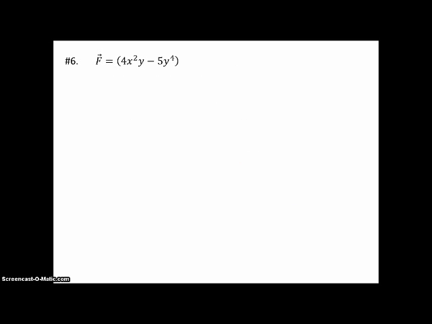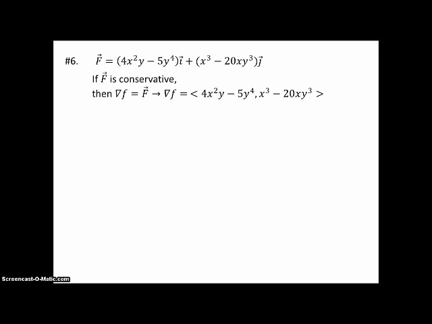Number 6. Big F is this vector valued function, and if in fact it's conservative, then the gradient vector is equal to big F. And so again, starting with our first component, we go backwards, treating x as a variable and y as a constant, and we get 4/3 x cubed times y minus 5xy to the 4th, and then possibly a term in terms of y that went to 0.